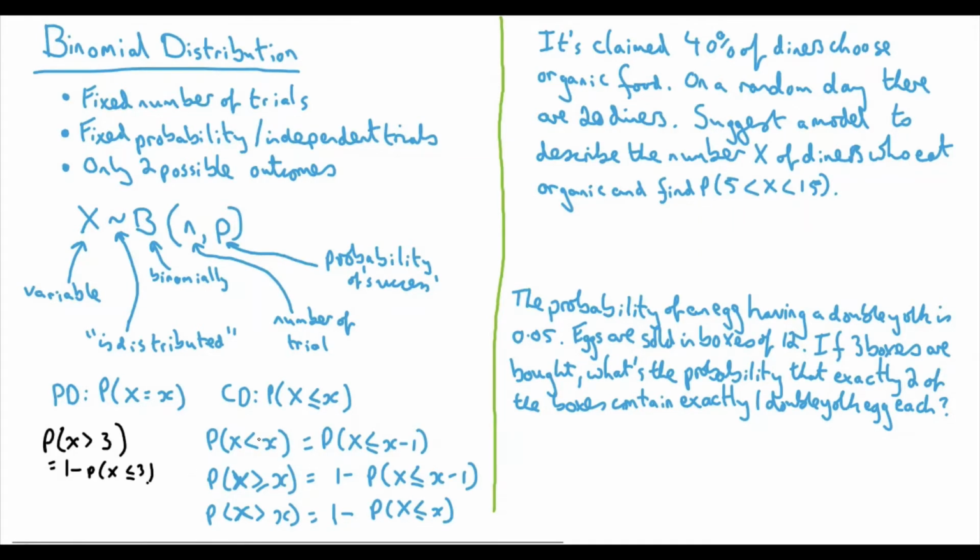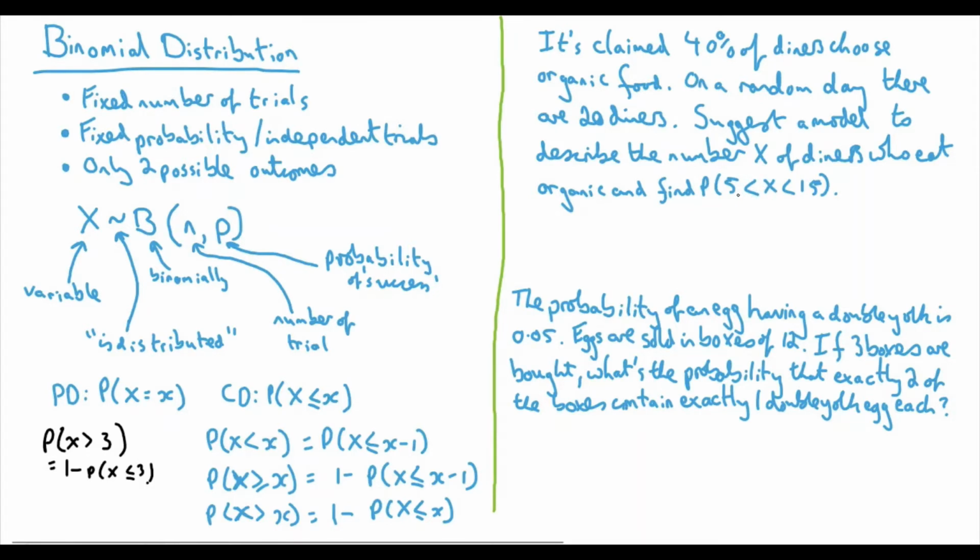Speaking of questions then, let's look at an example. It's claimed 40% of diners choose organic food. On a random day there are 20 diners. Suggest a model to describe the number x of diners who eat organic, and then find the probability that this x is greater than 5 but less than 15.